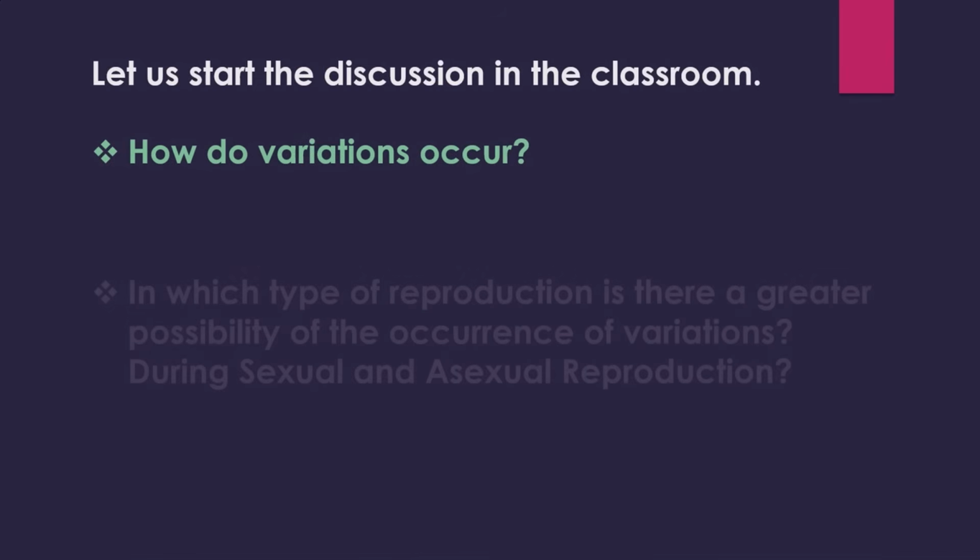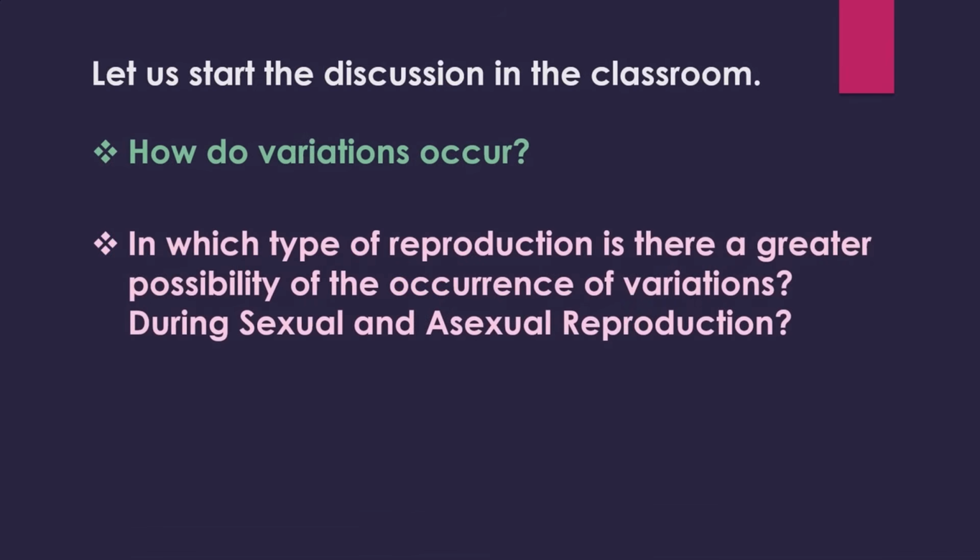Let us start the discussion on the video clip that was watched just now. These questions can help the further discussion. How do variations occur? In which type of reproduction is there a greater possibility of the occurrence of variations? During sexual or asexual reproduction?